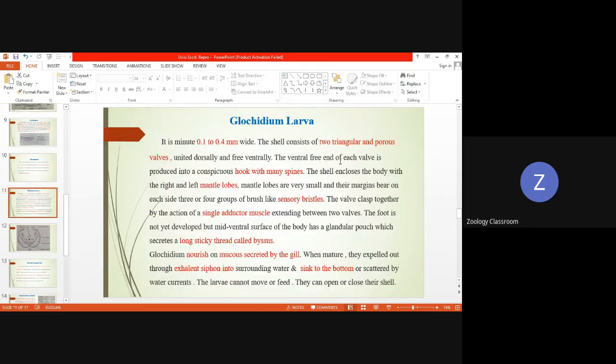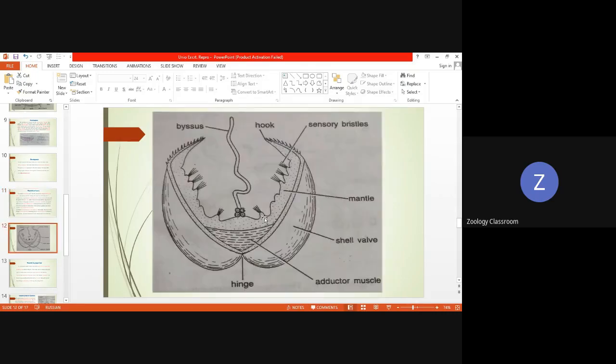The ventral free end of each valve is produced into the hook with many spines. See this, produced into the hook. So this is the limit of the ventral side, which is produced into the hook. Then this hook is having these spines. See these spines. Spines are present here.